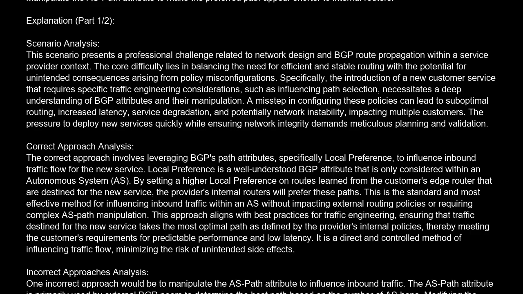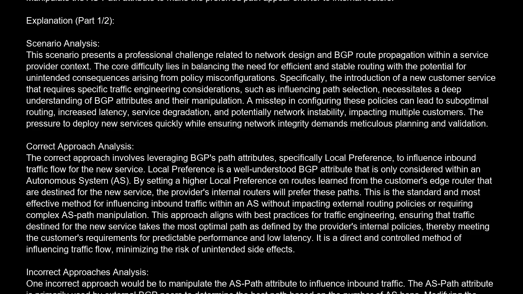Correct approach analysis. The correct approach involves leveraging BGP's path attributes, specifically local preference, to influence inbound traffic flow for the new service. Local preference is a well-understood BGP attribute that is only considered within an autonomous system, AS. By setting a higher local preference on routes learned from the customer's edge router that are destined for the new service, the provider's internal routers will prefer these paths.